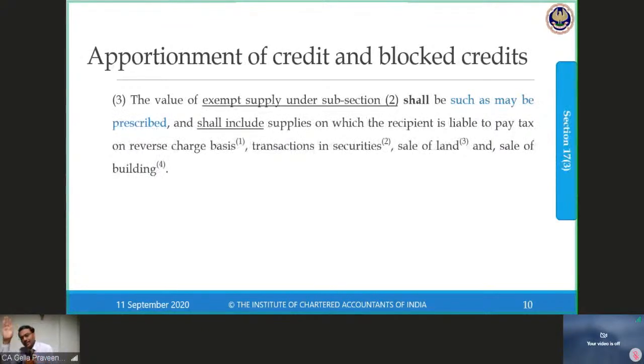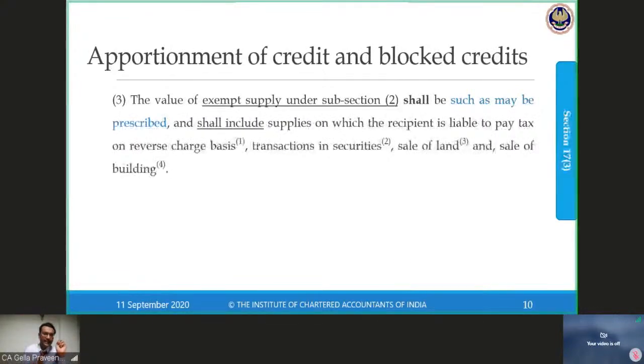Again, Schedule 3, neither a supply of goods nor a supply of services. Sir, when something is called neither supply of goods nor supply of services, why is it getting added? This is not a definition, this is the equation under the Act. So in this Act, section 17(3) says, when you are calculating exempt supply, please add RCM turnover, please add your transactions in securities, please add sale of land. Till now, three things they have guided us to add.